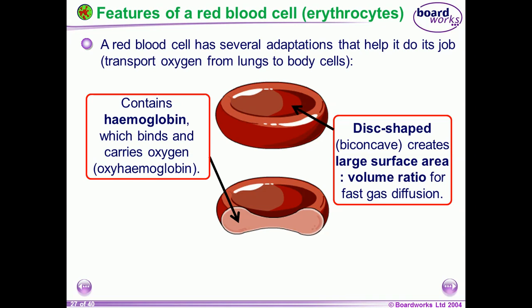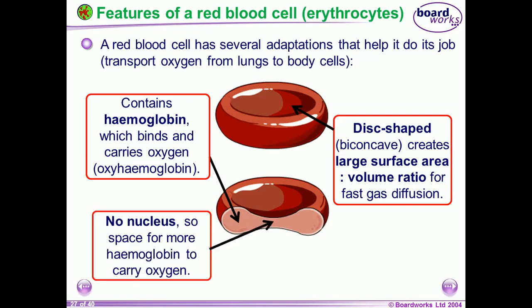And then if the hemoglobin is the pigment that's going to transport it within the red blood cells, you want a lot of this hemoglobin to be in the red blood cells. So another adaptation is the fact that the red blood cells have no nucleus, and because they have no nucleus, that means there's more space for more hemoglobin to be in the red blood cells. And if there's more hemoglobin, that means these red blood cells can carry more oxygen to the body cells. So those are the 3 adaptations that you should know about.